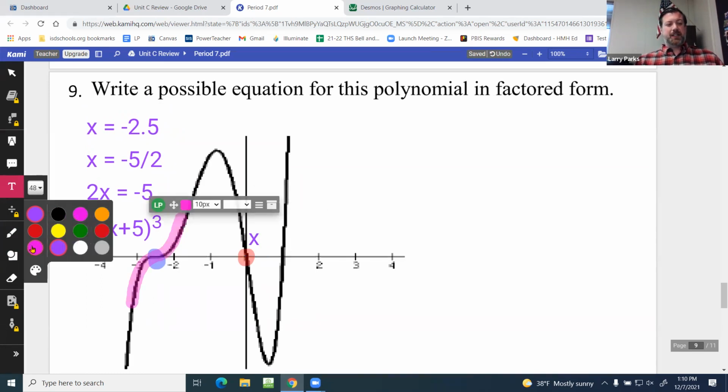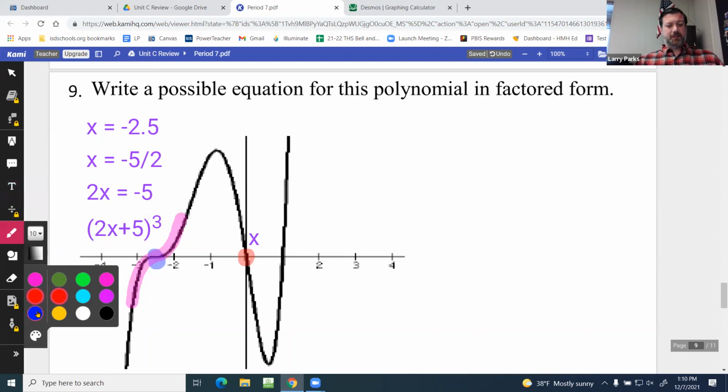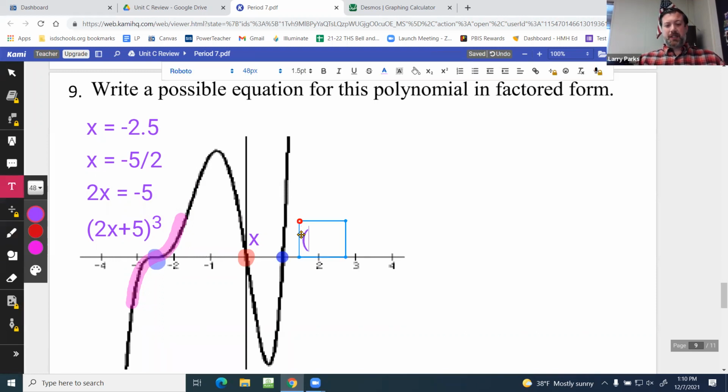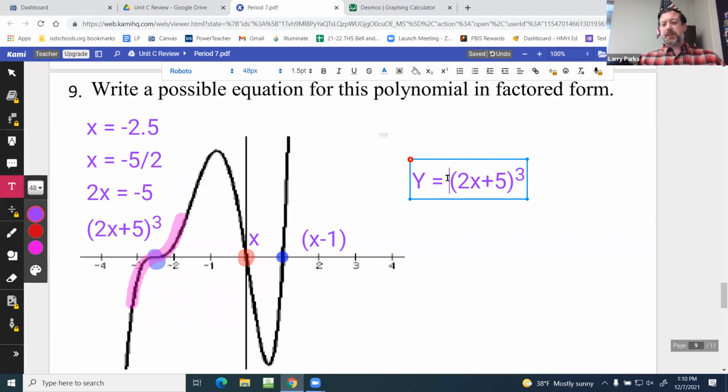Okay, and then this one right here looks to be at 1. So if it's 1, that'd be x minus 1. Put all that together, and I get 2x plus 5 to the third. And then x, I like to put the x out front, just looks nicer. Remember, order does not matter. And then I can put x minus 1 there.